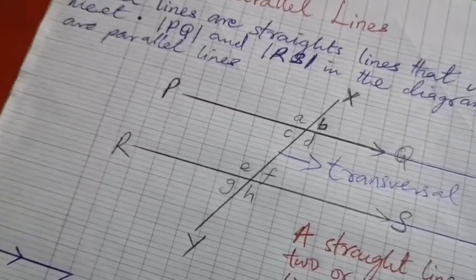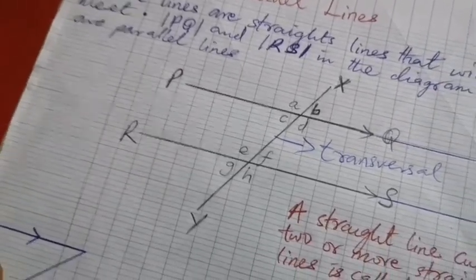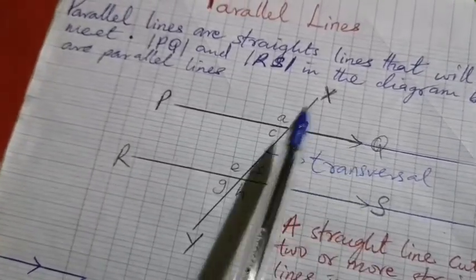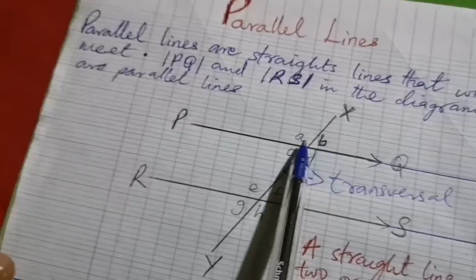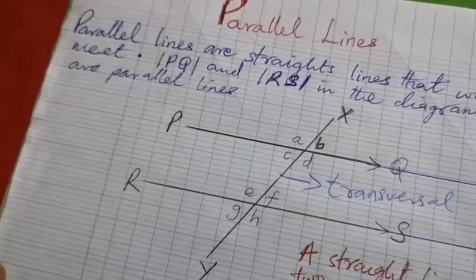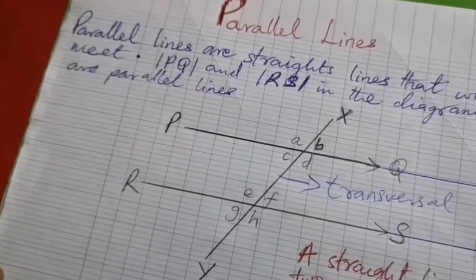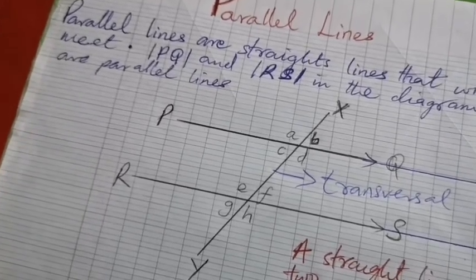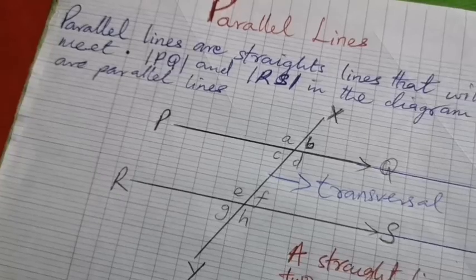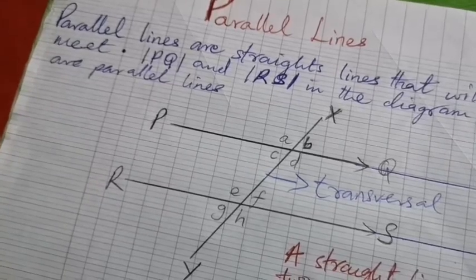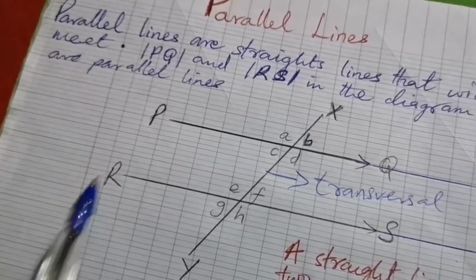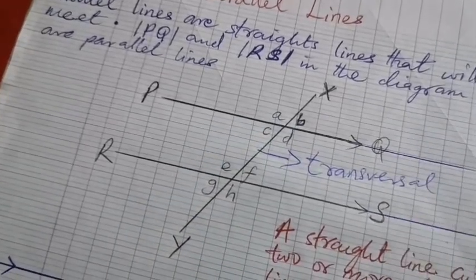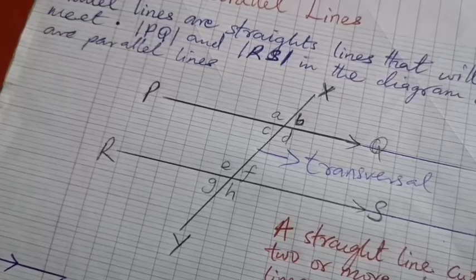Now, in parallel lines with a transversal line, there are angles that are made there. We have the ones we call alternate angles. We have the ones we call corresponding angles. We have vertically opposite angles. We have adjacent angles. We have interior opposite angles. These are the kinds of angles we can see in parallel lines that have a transversal line. Okay. Now let's look at the first one, alternate angles.